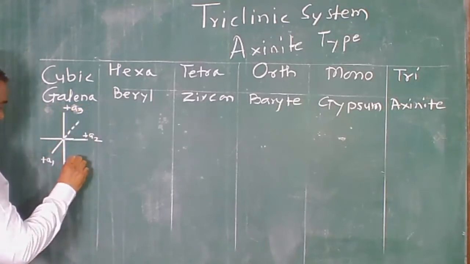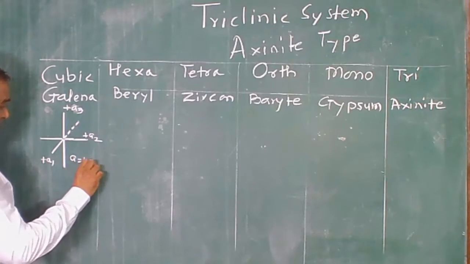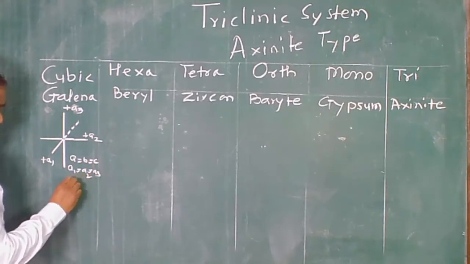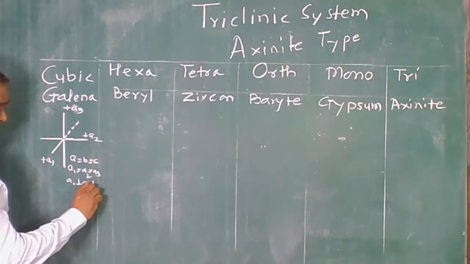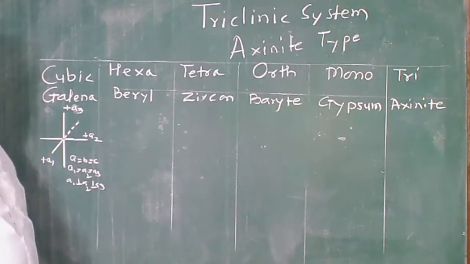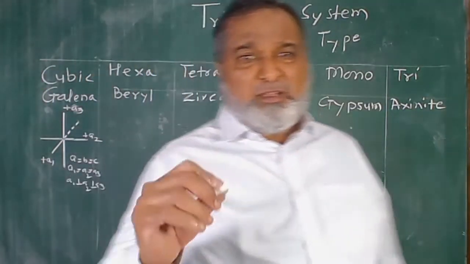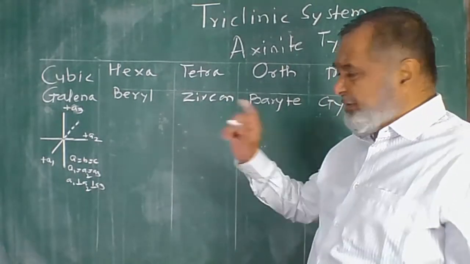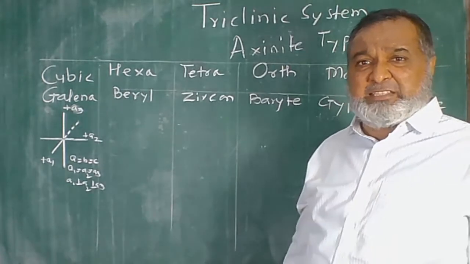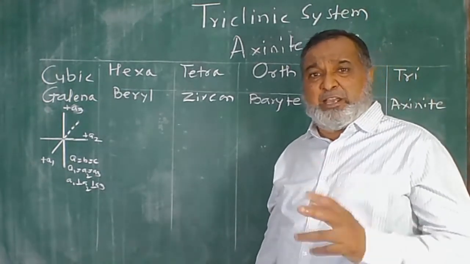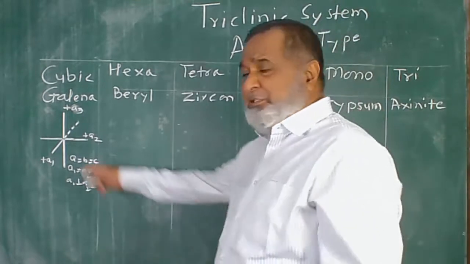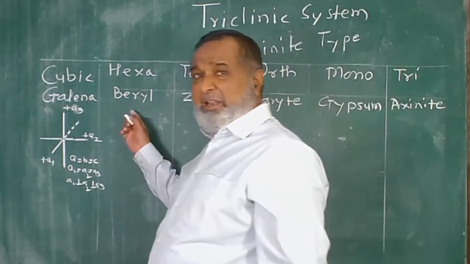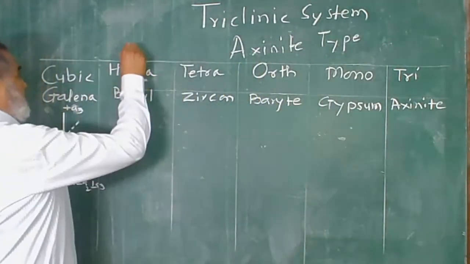So this is the way you are going to make out. All the three axes are equal: A equal to B, B equal to C. That's why A1 is equal to A2 is equal to A3, and all are perpendicular to each other. This is the relation of the cubic system. All three axes are equal and perpendicular, and due to this, the A, B, C axes are denoted as A1, A2, A3. They are interchangeable. That's why in the cubic system, galena type, we get the maximum planes and maximum axes. Whereas the next one, hexa means 6.